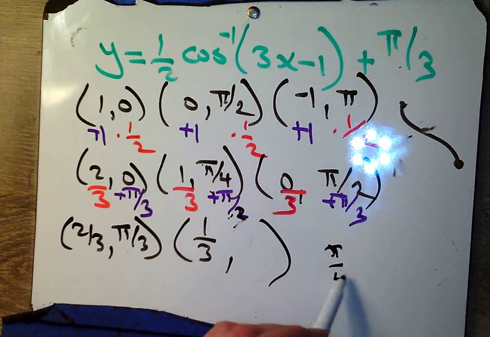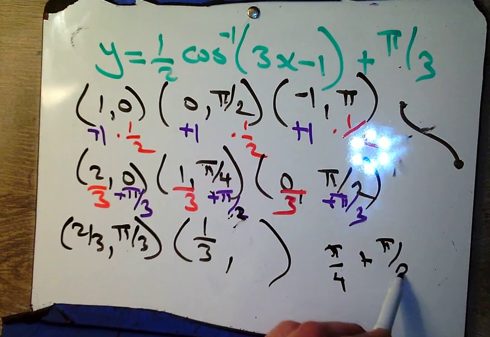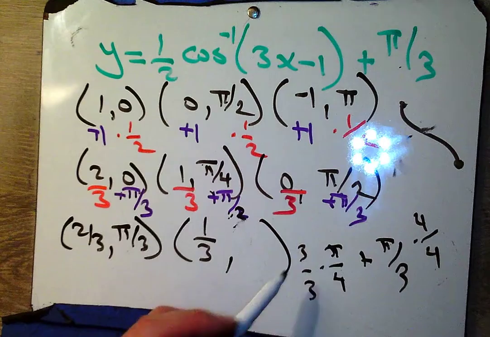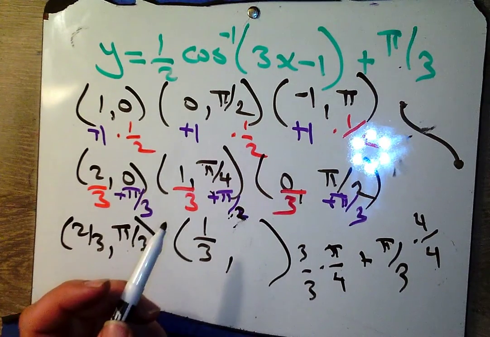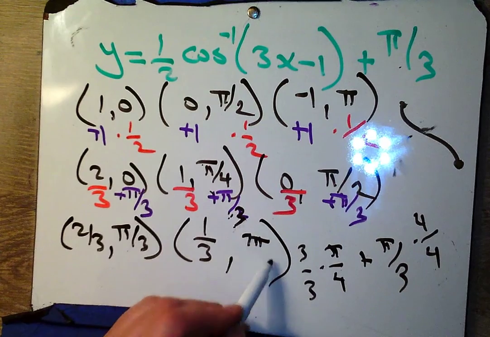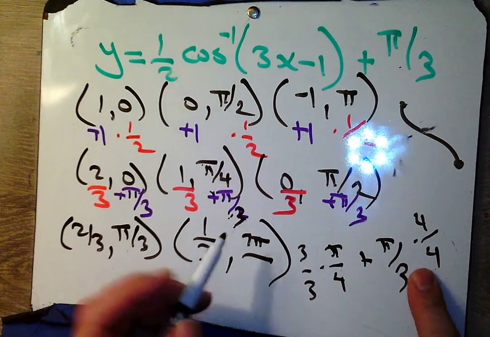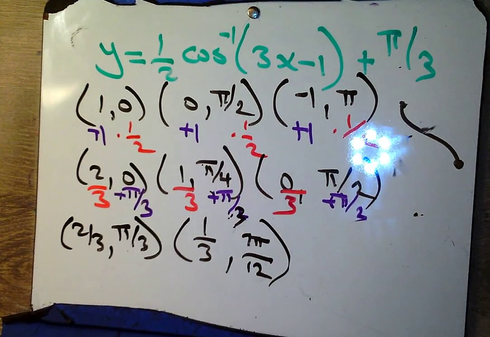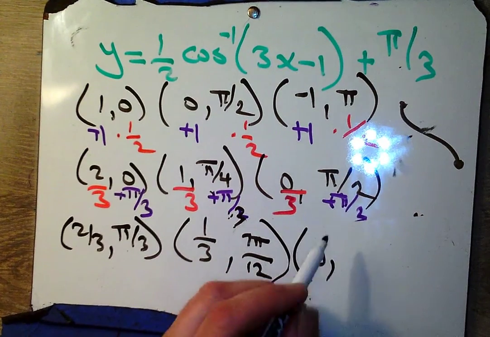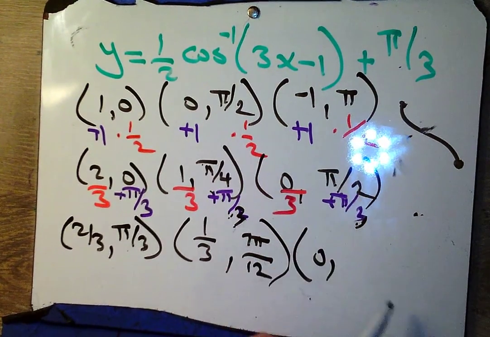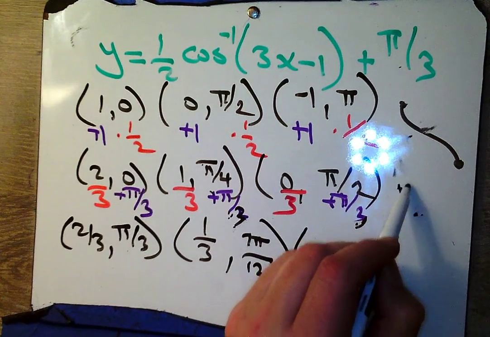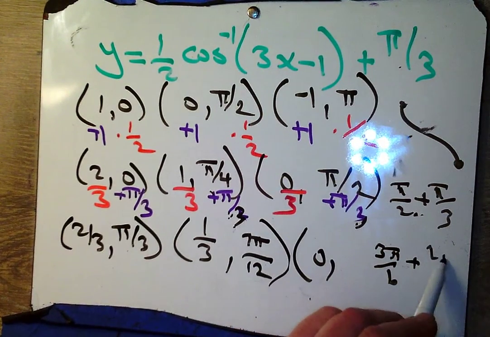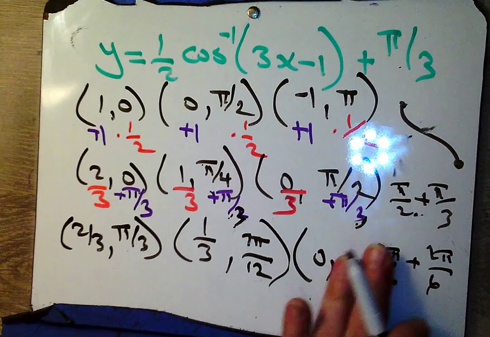So I'm looking at pi over 4 plus pi over 3. So this needs 3 over 3 and 4 over 4. And 3 pi plus 4 pi is 7 pi, and we've got 12. Okay. And don't forget we've got this one other point here, which is 0. And I'm adding pi over 3 to pi over 2. So pi over 2 plus pi over 3. Pi over 6 plus 2 pi over 6. And I get 5 pi over 6.